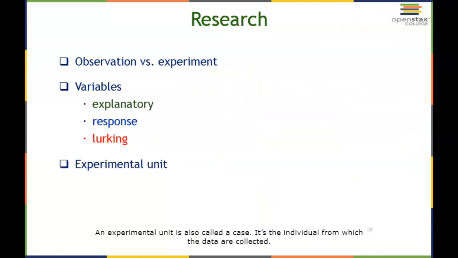An experimental unit is also called a case. It's the individual from which the data are collected. When data are collected from humans, we sometimes call them participants. When data are collected from animals, we sometimes call them subjects.